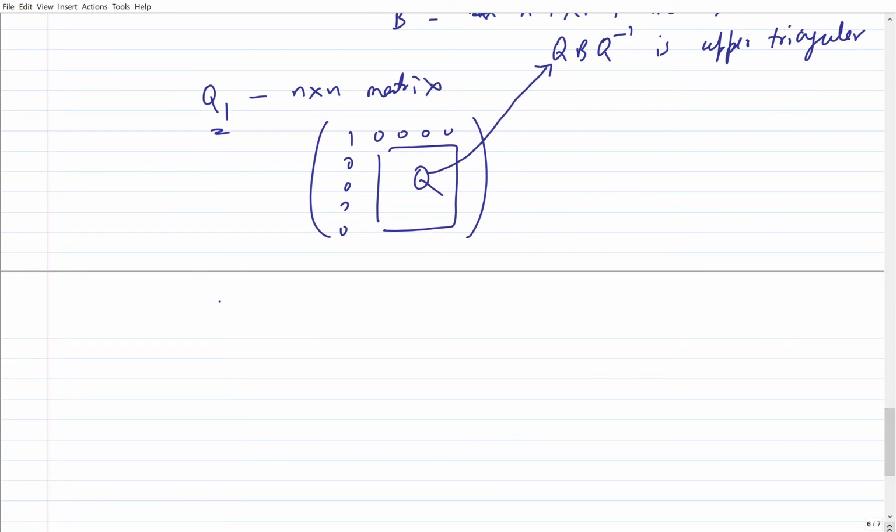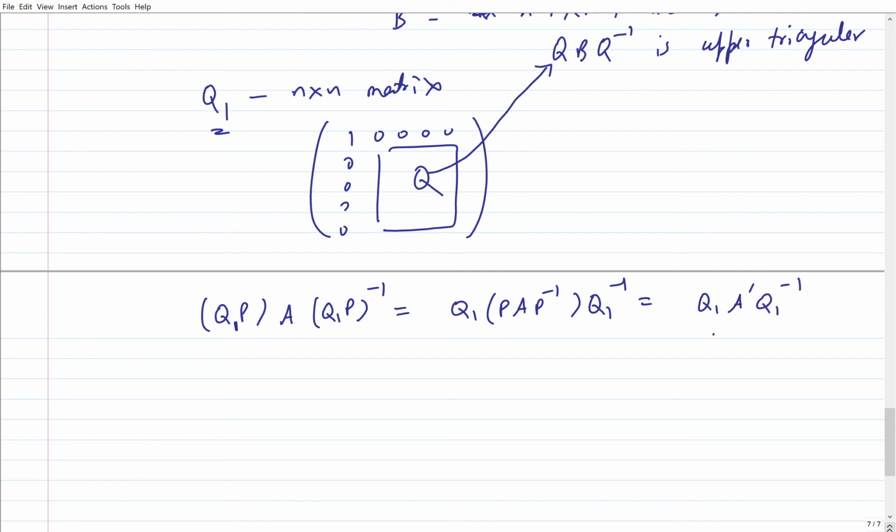So now what's the action of Q1? Consider some matrix, applied Q1 and P inverse. So what does it give me? This gives me Q1 P A P inverse Q1 inverse. That gives me Q1 A prime Q1 minus 1.